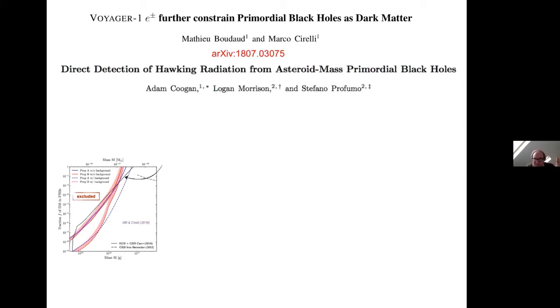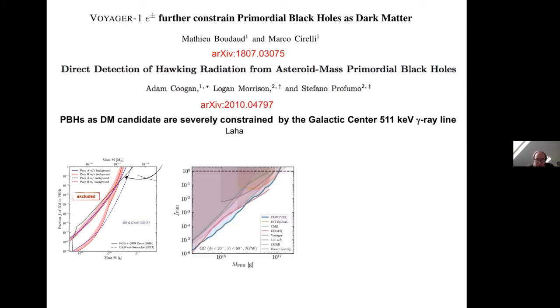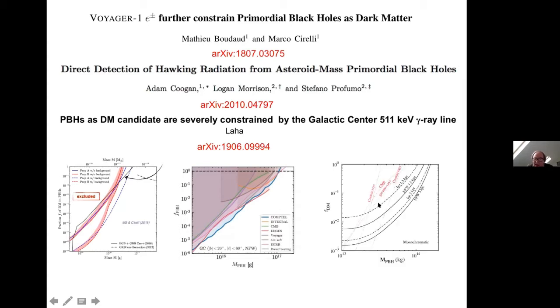Obviously, you've heard about some of these. This is the Stefan Profumo talked about this. This is the constraints which we just heard from Dr. Laha on the galactic center observations. Sorry, I think I've got this the wrong way around. But sorry, this is the Boudaud and Cirelli limit from the electron-positron constraint. This is the Coogan et al. limit, and this is the limit we just heard about from Dr. Laha.